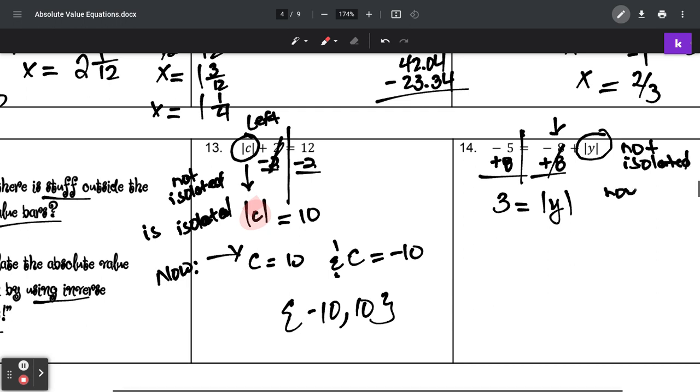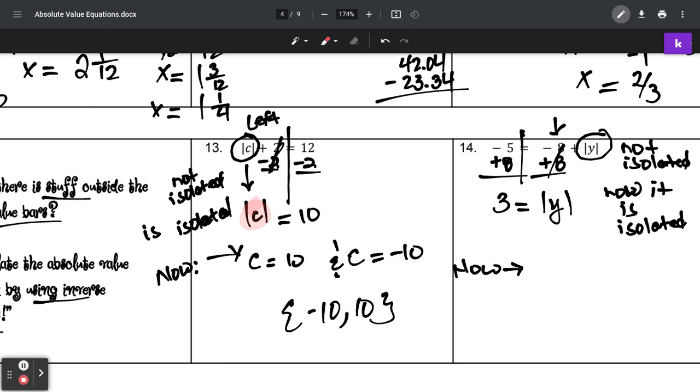Now it is isolated. So once it is isolated, then you write your two expressions. Now I'll go with y, which is on the inside, equal to 3, and y, which is on the inside, equals the negative value. So plus or minus 3 is your answer. +3 and -3. And that is all you do, guys.